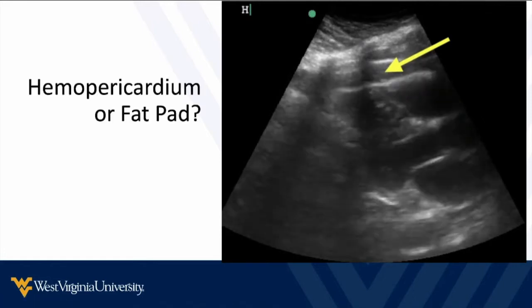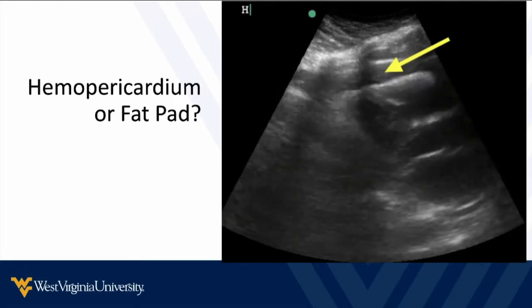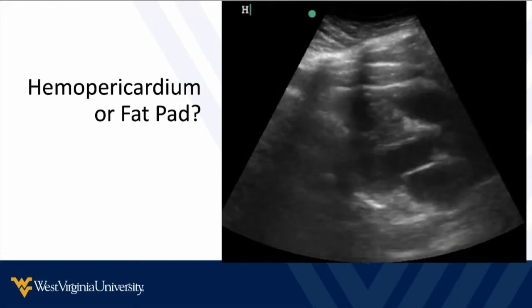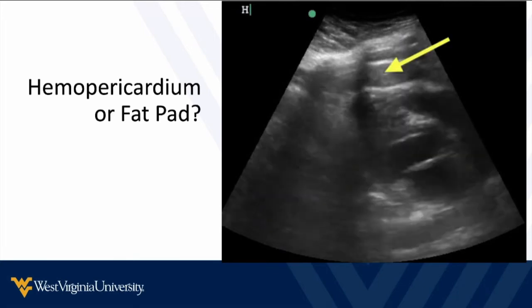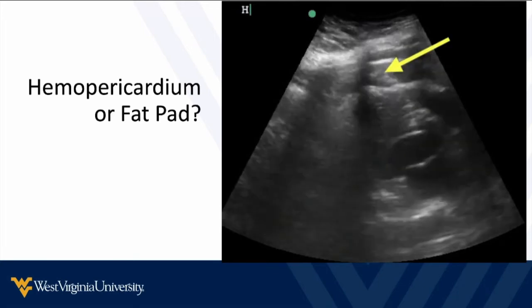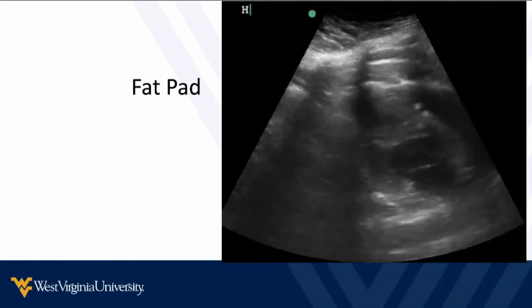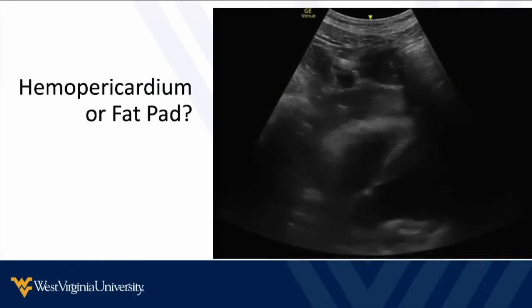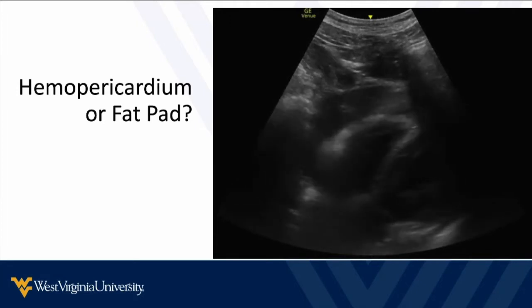That's always the question: hemopericardium or fat pad. Differentiating these can be difficult. It's probably one of the most common curbside consults I get. Is this a fat pad or pericardial fluid? In this case, we kind of talked about already, this is a fat pad. So here's another example. What's this one? Hemopericardium or fat pad?